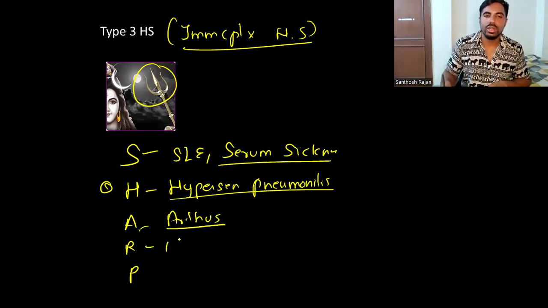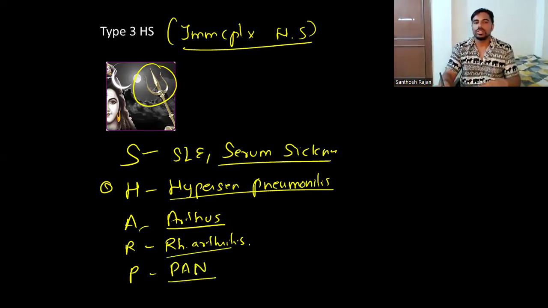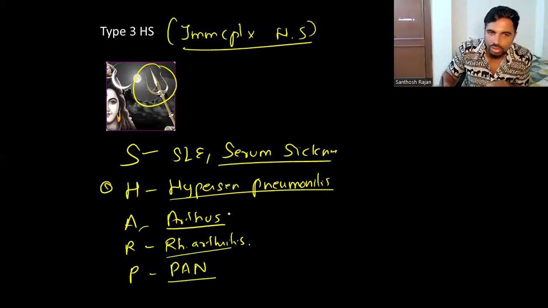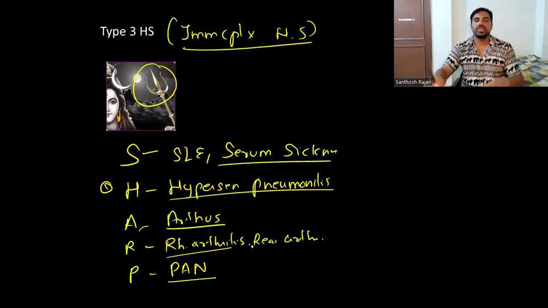R here is rheumatoid arthritis. P for PAN, polyarteritis nodosa. That is also a question they have asked recently. Okay. Polyarteritis nodosa, rheumatoid arthritis, Arthus phenomenon, hypersensitivity pneumonitis. You can have reactive arthritis also. You can add reactive arthritis also. Nothing wrong with it. That's it, this means for type 3.